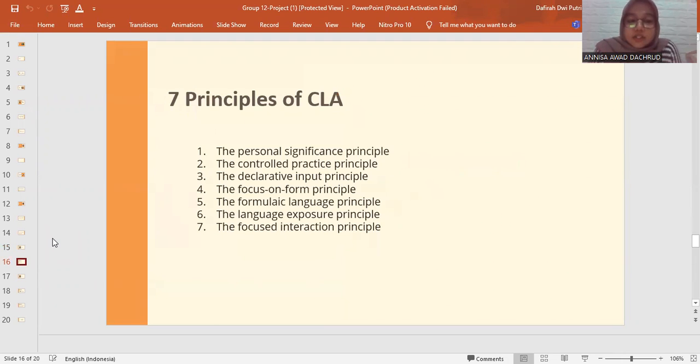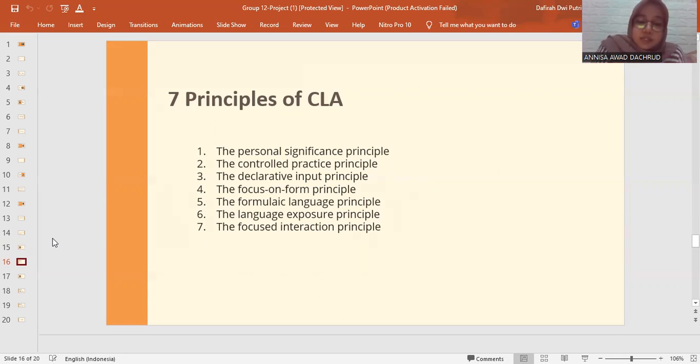The next material is the seven principles of the principled communicative approach. The first principle is the personal significance principle. The principled communicative approach, or PCA, should be meaning-focused and personally significant as a whole. This has been the basic tenet of student-centered communicative language teaching for the past 25 years, and I believe that this principle is just as valid now as when it was first formulated.